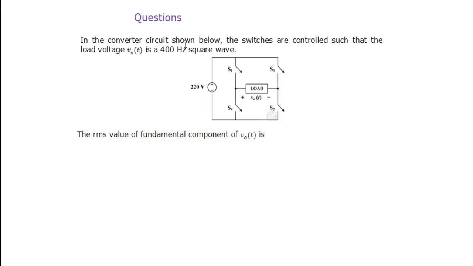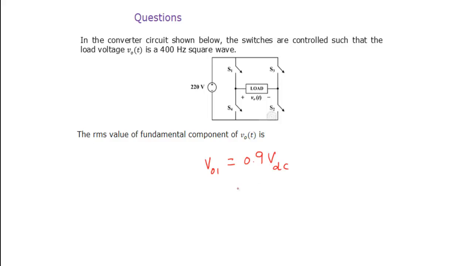In the converter circuit shown below, the switches are controlled such that the load voltage V0 of t is a 400 square wave. What is the RMS value of the fundamental component? It's a full bridge inverter operating in 180 degrees, because nothing else is given. In case of 180 degrees, the RMS value of the fundamental voltage is V01, which is 0.9 VDC.